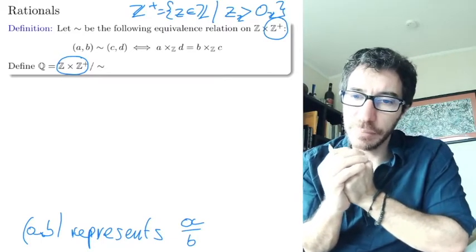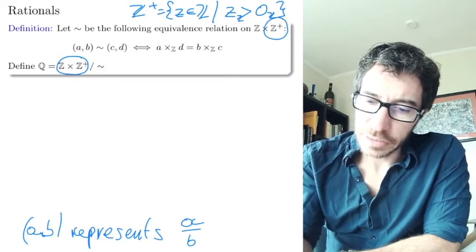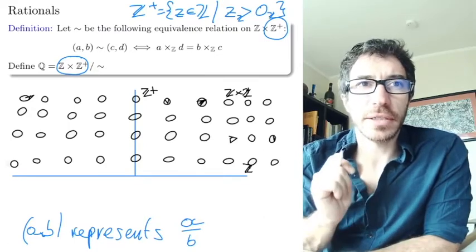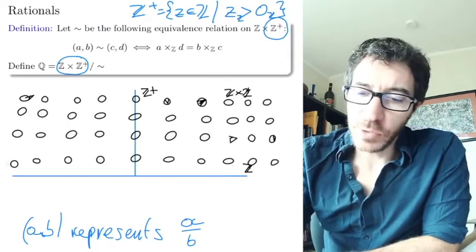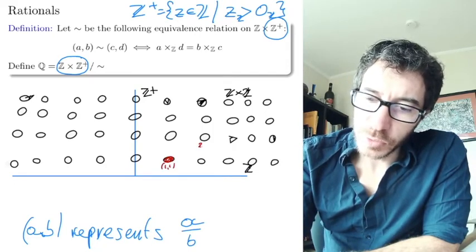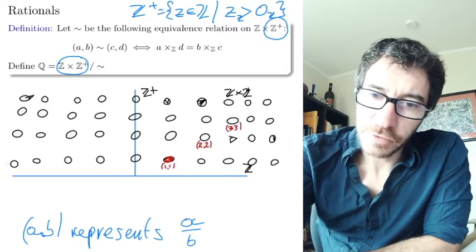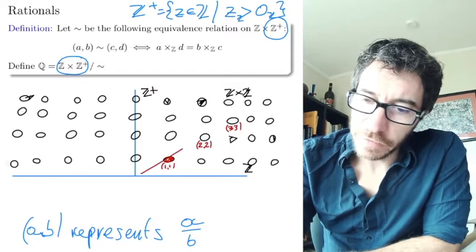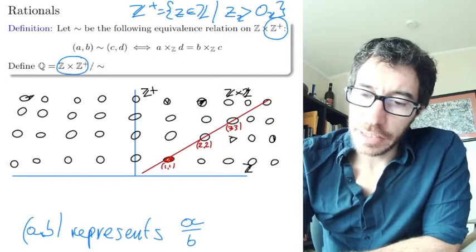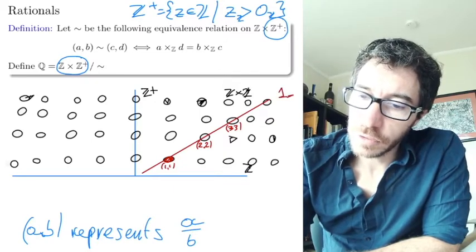If you want a little picture of what this looks like, here is Z by Z plus. Now, which one is equivalent to which? For instance, this one here is (1, 1). It's going to be equivalent to (2, 2), because 2 over 2 is 1, and (3, 3). All of these are equivalent, so everybody on this line is equivalent to each other. That's going to correspond in our imagination to the rational 1.